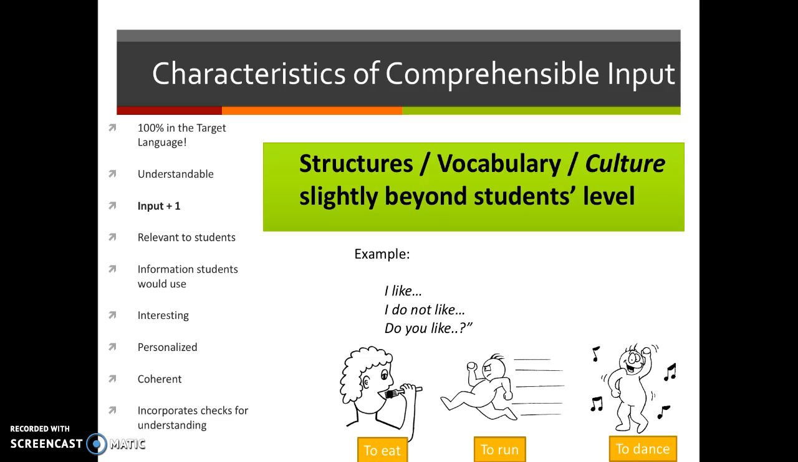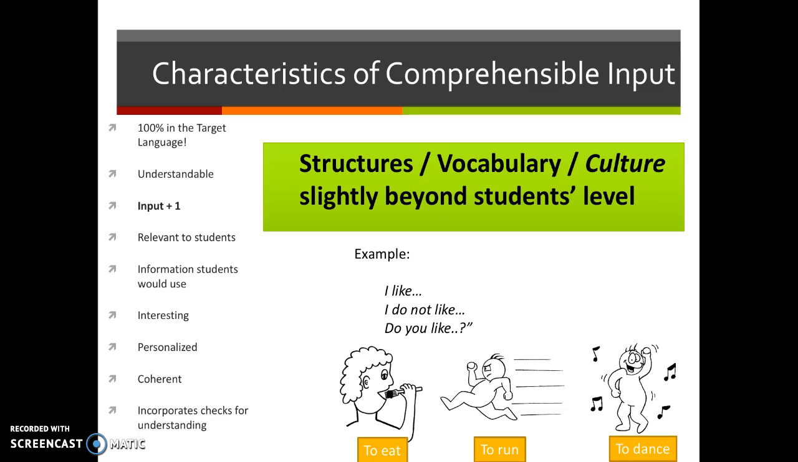I like to eat pizza. I do not like to eat broccoli. Do you like to eat pizza? I would ask the class. Or, I like to run. I like to run on Saturday mornings. Do you like to run? I like to dance. I like to dance with my friends. Do you like to dance?